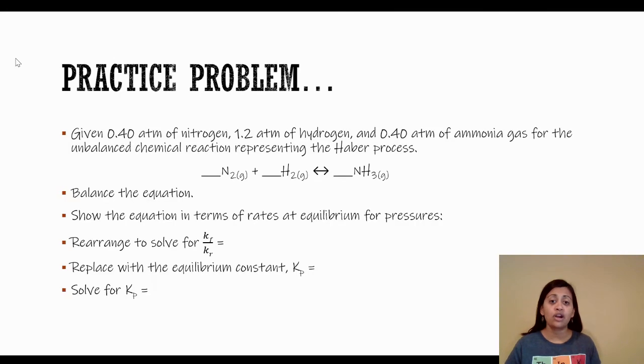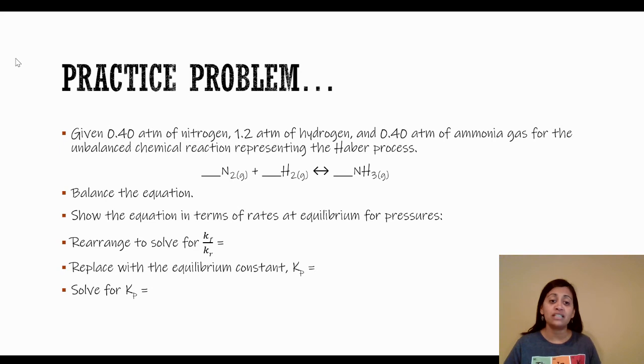So first, we're going to start off with an equation called the Haber process. The Haber process is one of the most important reactions that we have on our planet. It makes fertilizer from gaseous nitrogen and hydrogen. So, given 0.4 atmospheres of nitrogen, 1.2 atmospheres of hydrogen, and 0.4 atmospheres of ammonia gas for the unbalanced chemical reaction representing the Haber process.